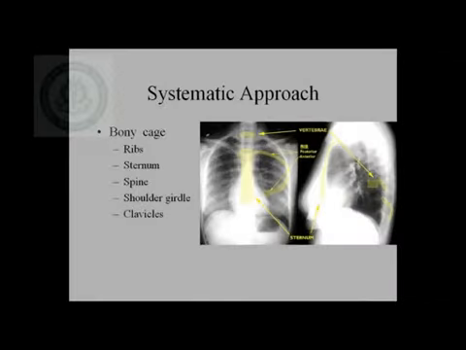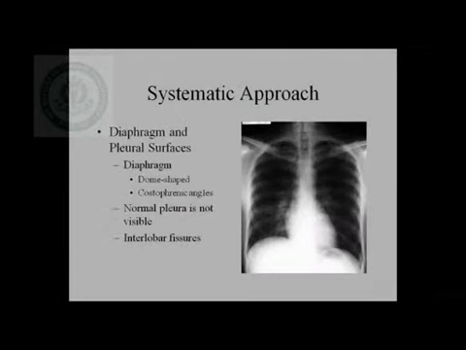Now the next comes the bony cage. After the soft tissue, you start interpreting the bony cage. These are all the structures which form the bony cage. Basically the ribs, sternum, spine, shoulder girdle, that is the scapula, clavicle and part of the humerus, form the bony cage compartment. Next will be the diaphragm and the pleural surfaces.